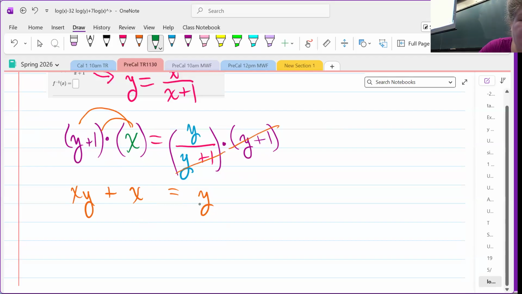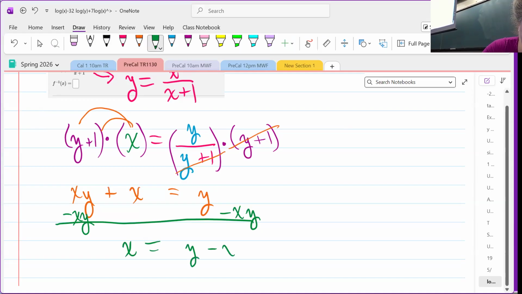So to get our y's together, so we only have a single y, I need them on the same side of the equation. Now I could move the y term to the left and move the x term to the right. That will totally work. I'm a little lazier though. I'm just going to move the xy to the right side. So now I have x by itself equals y minus xy.